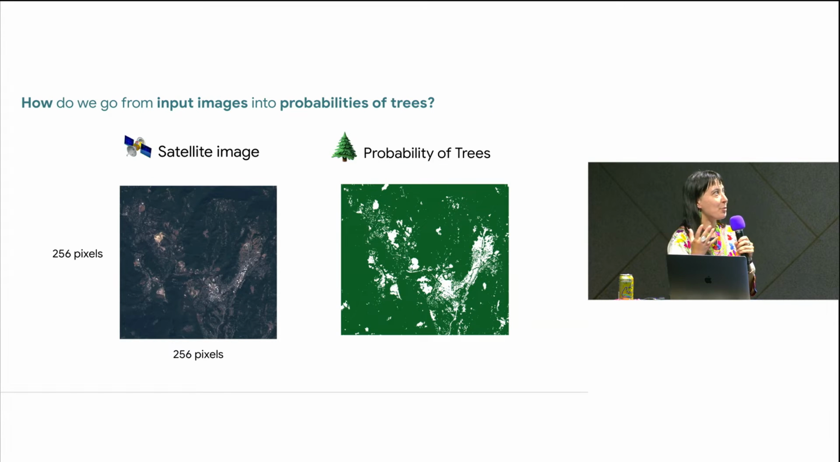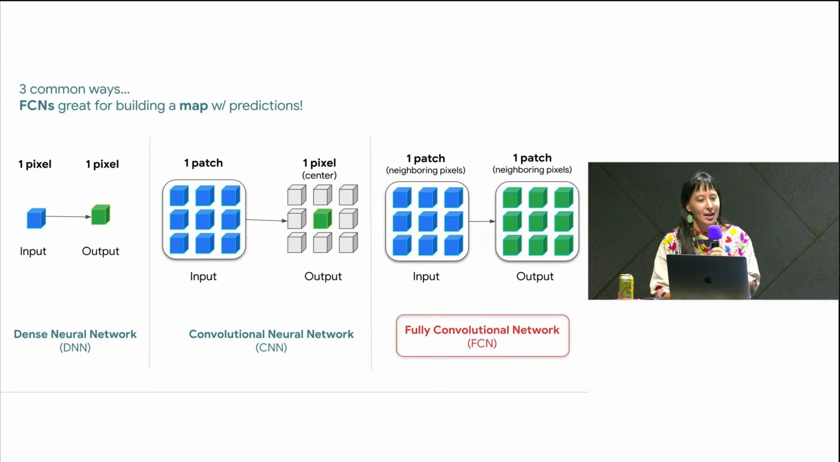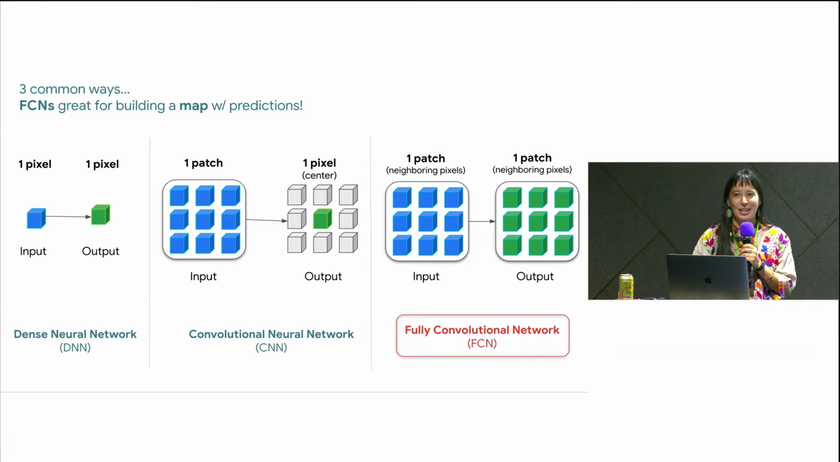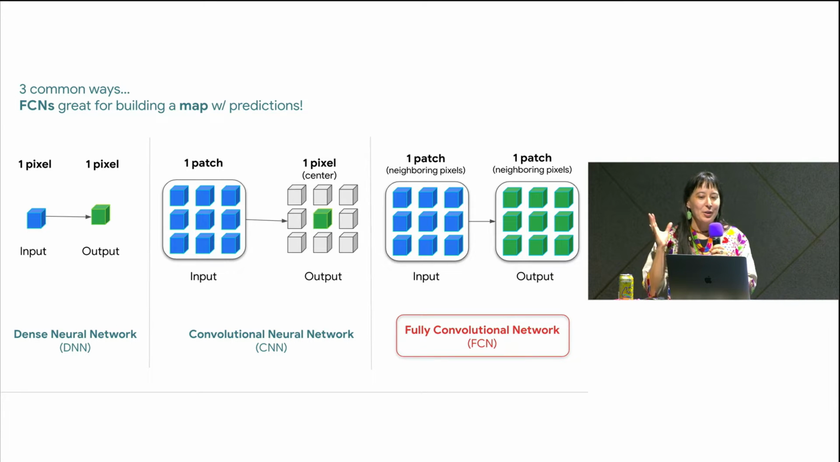But how do we go from input images into probabilities of trees? So think about it this way. There are many ways to approach this problem. You'll notice that a lot in machine learning. It's just kind of brute force. You've got to try all the things, etc. But to keep it very simple for you in this session, there are 3 common ways to do it. My peers and I prefer a fully convolutional network when building any kind of map with predictions.